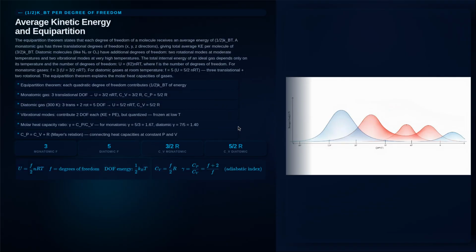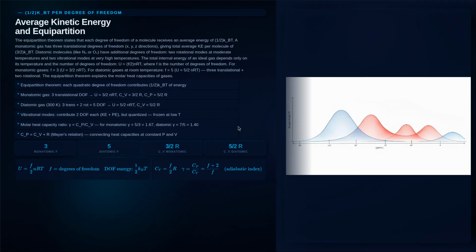The equipartition theorem states that each quadratic degree of freedom of a molecule receives an average energy of 1/2 kBT. A monatomic gas has 3 translational degrees of freedom, giving a total average kinetic energy of 3/2 kBT per molecule.